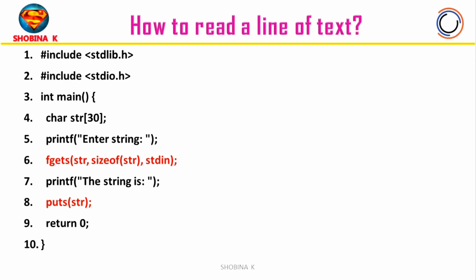Let's see an example that demonstrates fgets to read a line of text and puts to display it. #include <stdlib.h> and #include <stdio.h>. These are the preprocessor directives that include the standard library headers stdlib.h and stdio.h, which provide functions for input and output operations in C. Int main, this is the main function where the execution of the program begins. Char str[30], this declares a character array named str with a size of 30 characters, and this array will be used to store the input string. printf("Enter the string").